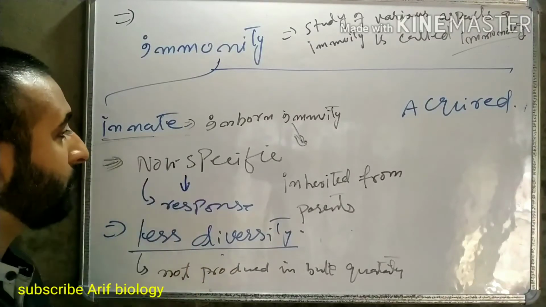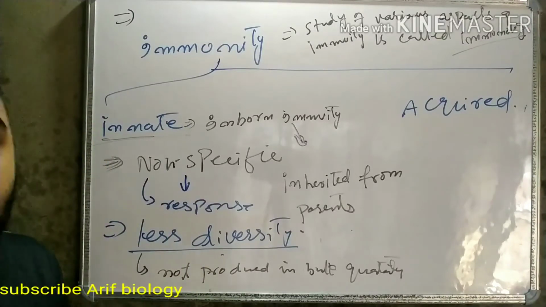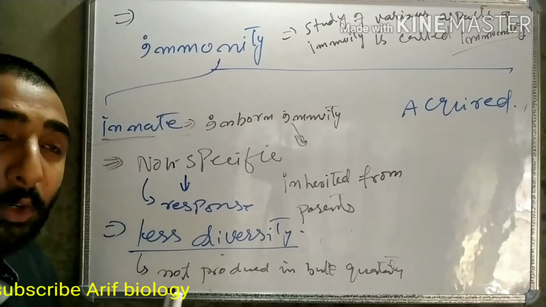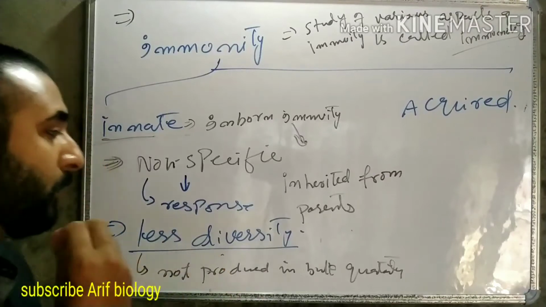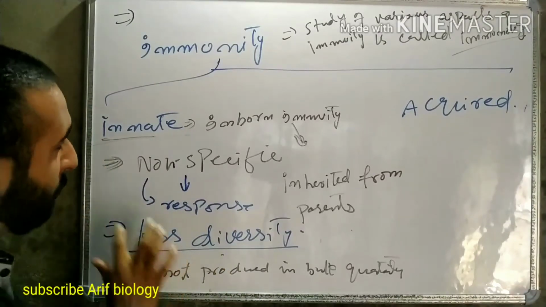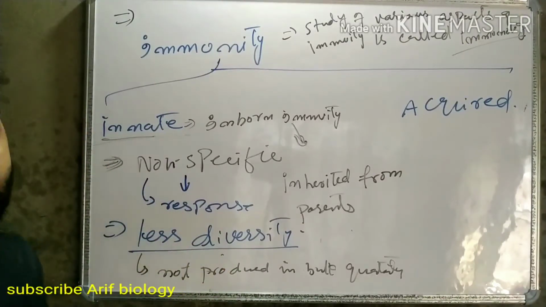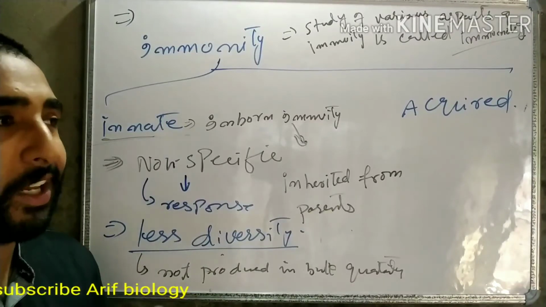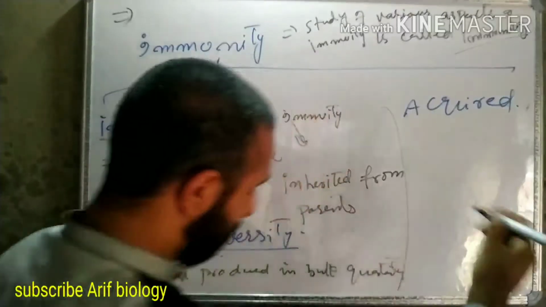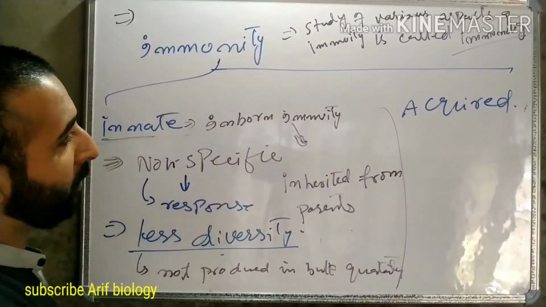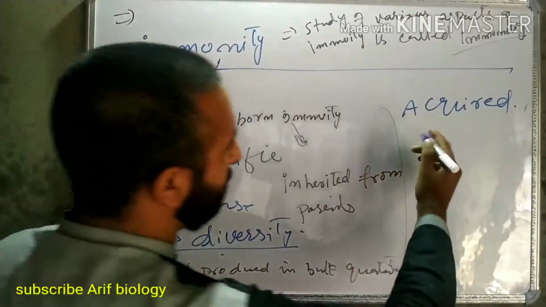Now, second is non-specific. Non-specific means it does not want to know about the pathogen, what kind of pathogen it is. It only knows to produce a response. The second point about innate immunity, it has less diversity. I mean, it's produced in lesser quantity as compared to acquired. And acquired immunity is the opposite of this. We will discuss this in the next topic.